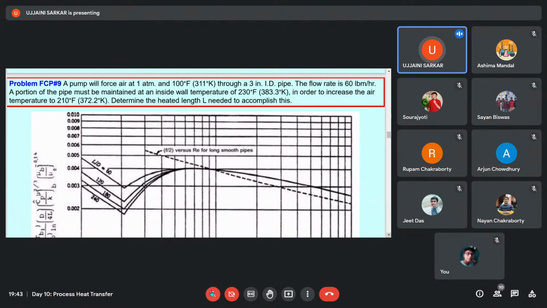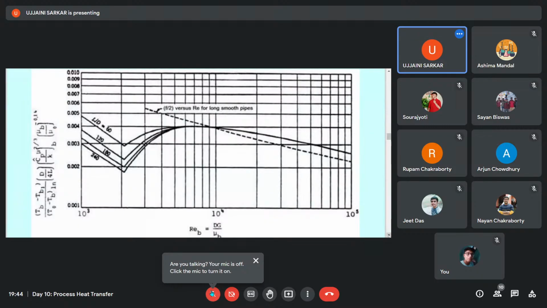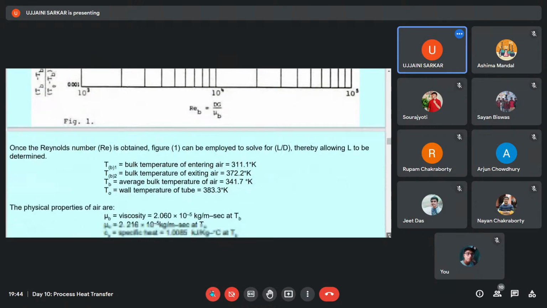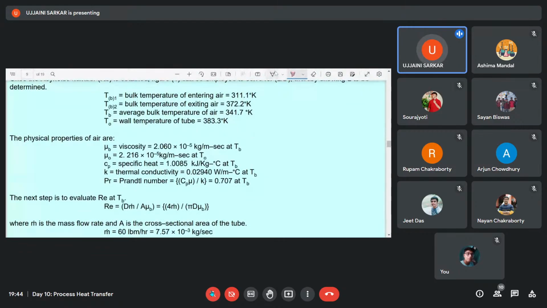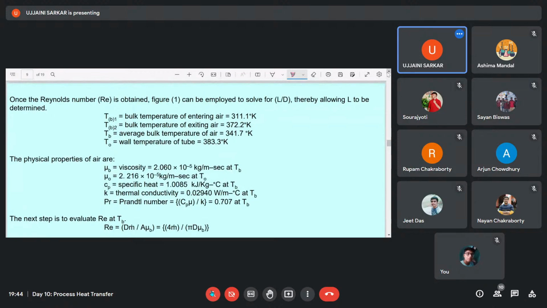So more or less the same problem as before. The fluid is not water, it is air, and also you have to raise the temperature from 100 degree Fahrenheit to 210 degree Fahrenheit. It is lot more, and you have to go through this diagram for finding out a particular factor. So go through the solution. Once the Reynolds number is obtained, figure 1 can be employed to solve for L by D, thereby allowing L to be determined.